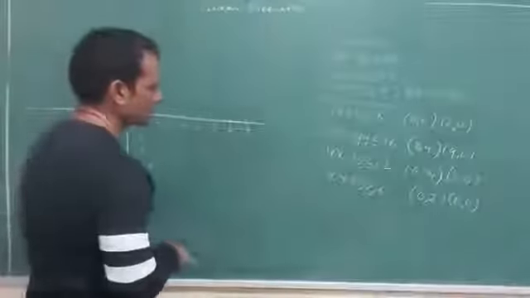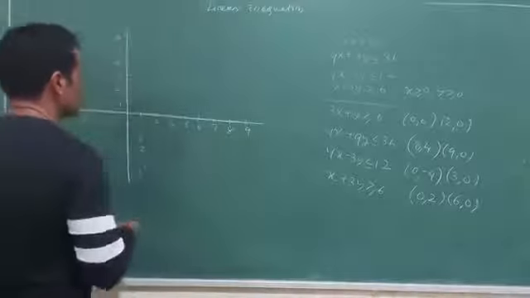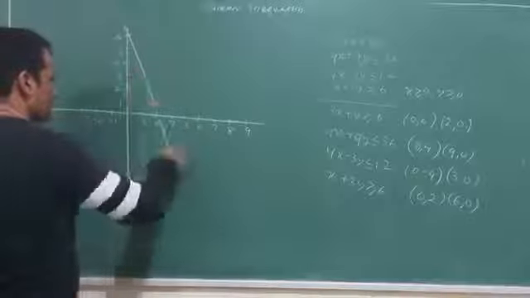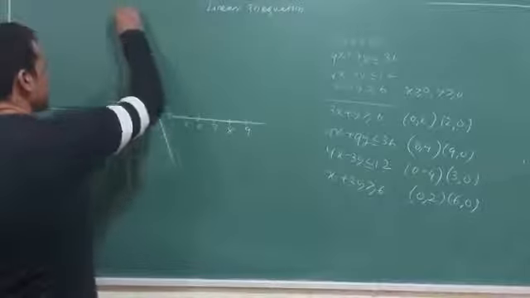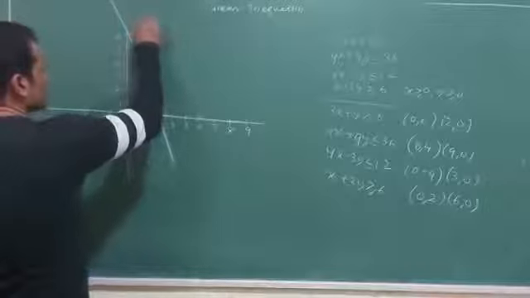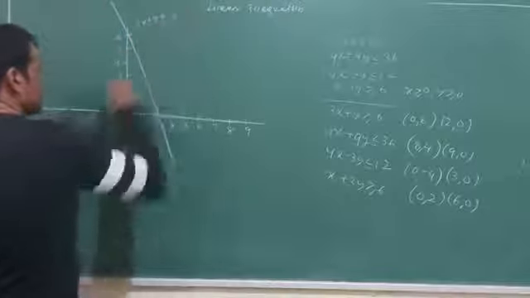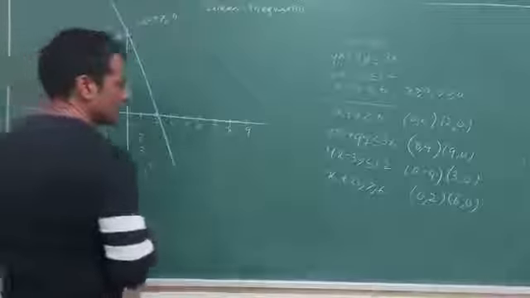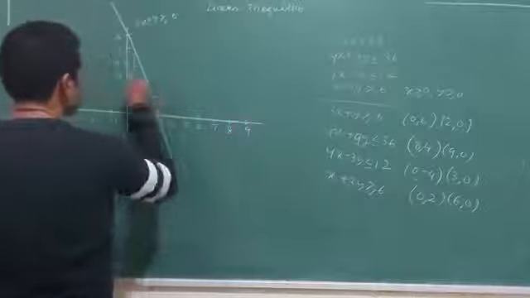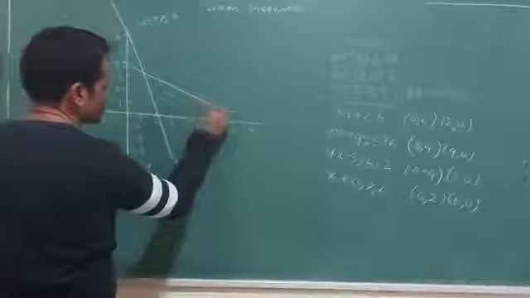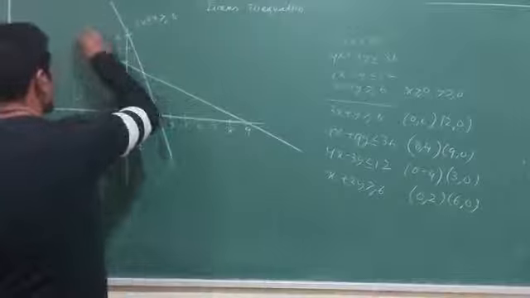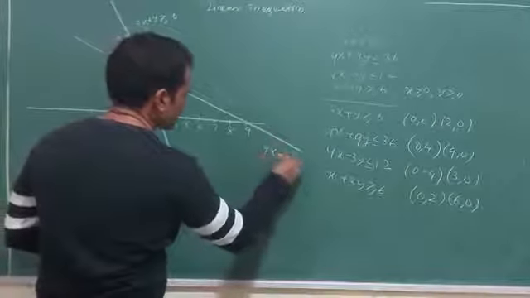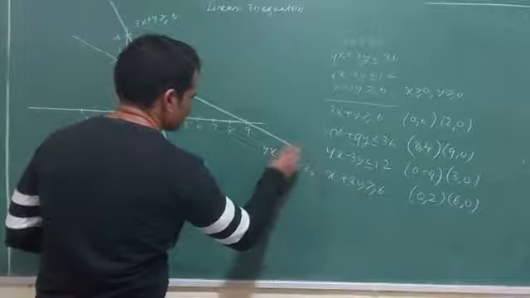Okay. Start with the first one: 0, 6 and 2, 0. This is the line. Draw it, and write the line 3x plus y greater than or equal to 6. Next one, 9, 0 and 0, 4. Alright, its equation is 4x plus 9y less than or equal to 36.